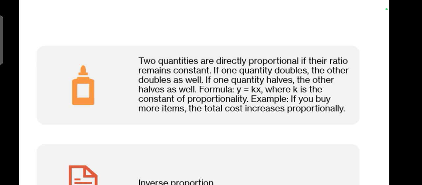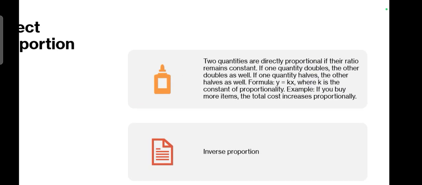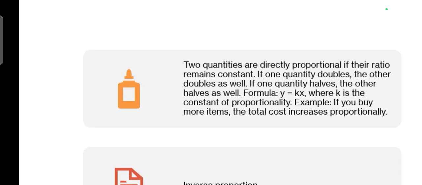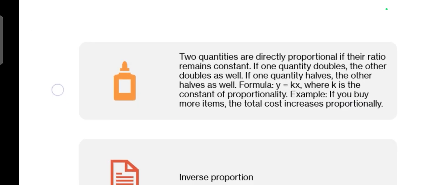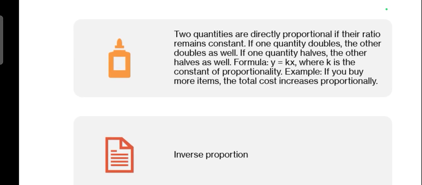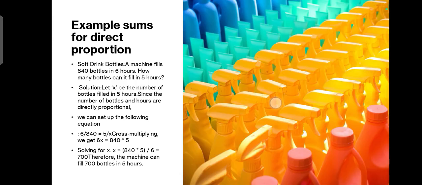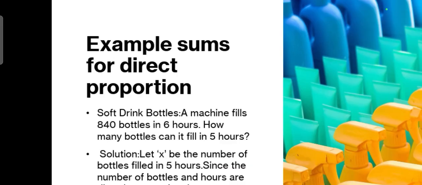Now, let us see what inverse proportion is. Inverse proportion is the same idea, but when one variable increases, the other variable decreases. And the formula for the inverse variation is y equal to k by x. Let's see some examples, first for direct proportion.